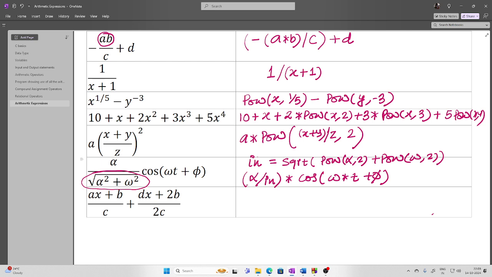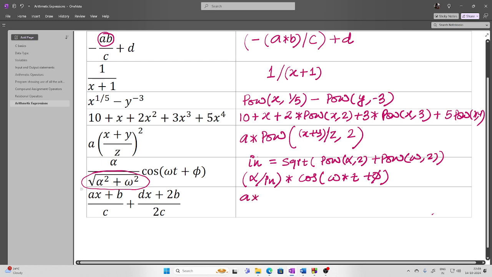So let us take the last one. It is a times x plus b, divided by c. Okay, done. Then comes the next one: b times x plus 2 times b divided by 2c. So 2 and then c. So it's very simple to write expressions.